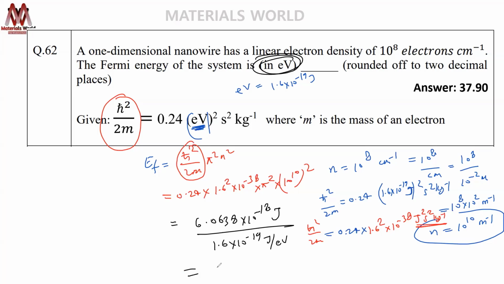Your answer will come in 37.899. This is your typical EF.